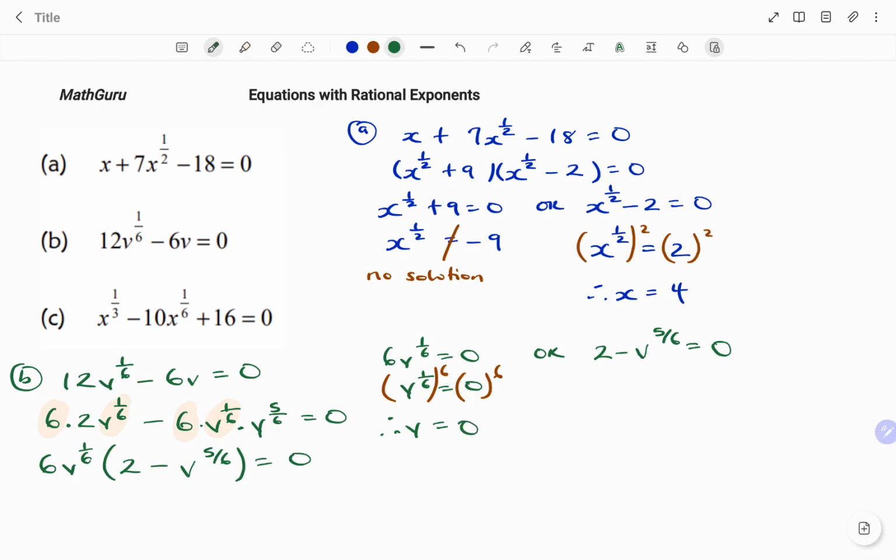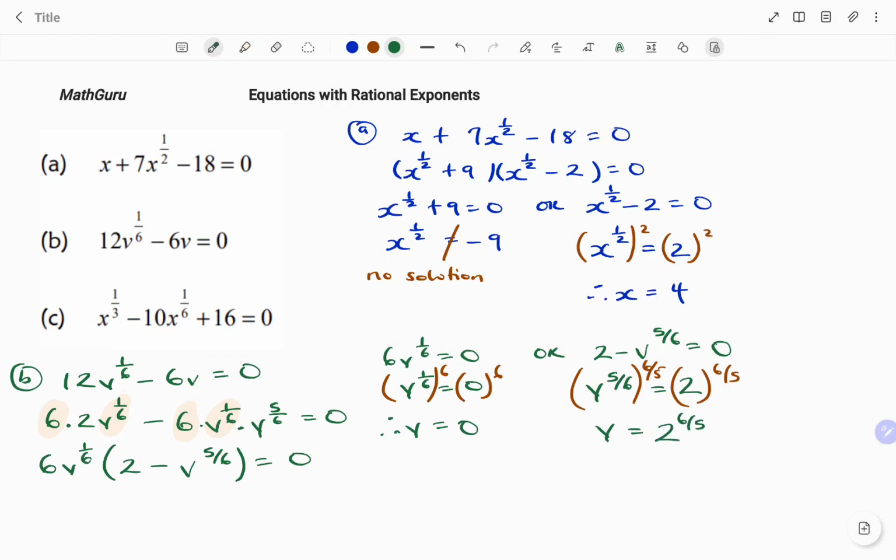On my right-hand side, moving my negative v to the power of 5 over 6, it's going to be positive v to the power of 5 over 6 equals 2. And then I'm going to raise both sides to the inverse of 5 over 6 in order to cancel that, and that will be 6 over 5. Whatever you do on your left, you do on your right. So therefore, 5 over 6 times 6 over 5, that's 1. So I have v equals 2 to the power of 6 over 5.